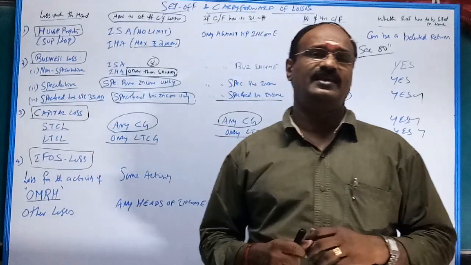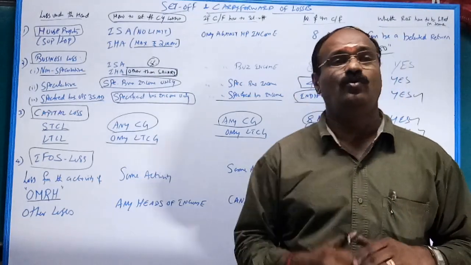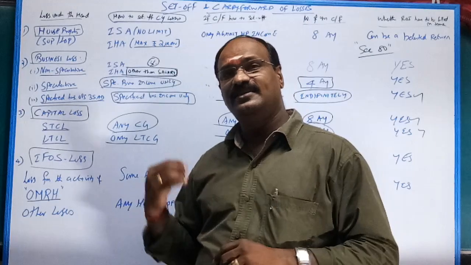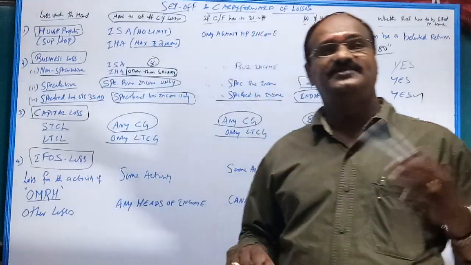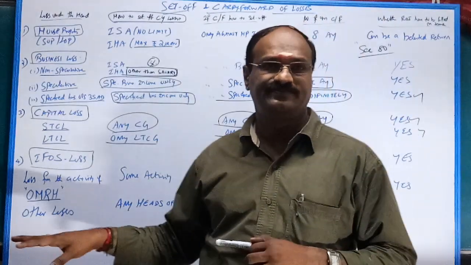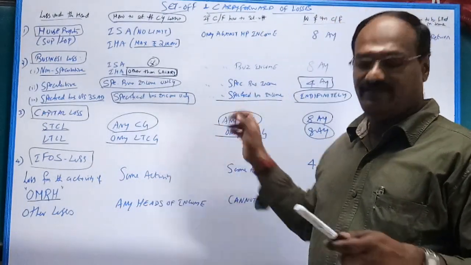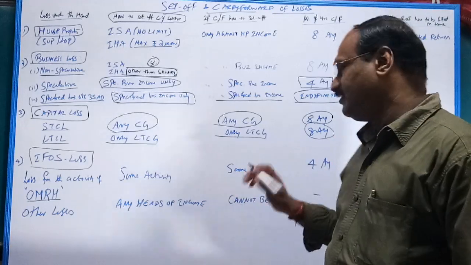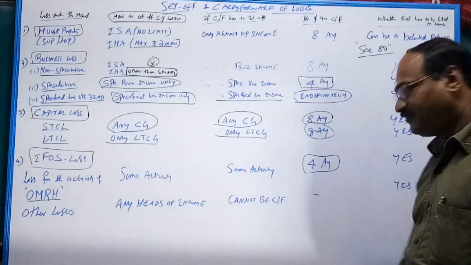You are spending 5 lakhs and winning 4 lakhs. There is a loss of 1 lakh. So if there is any loss on account of owning and maintaining racehorses, it is set off against the same activity. If you are unable to set off, carry forward again against the same activity, but the limit is 4 years. The return has to be filed in time?